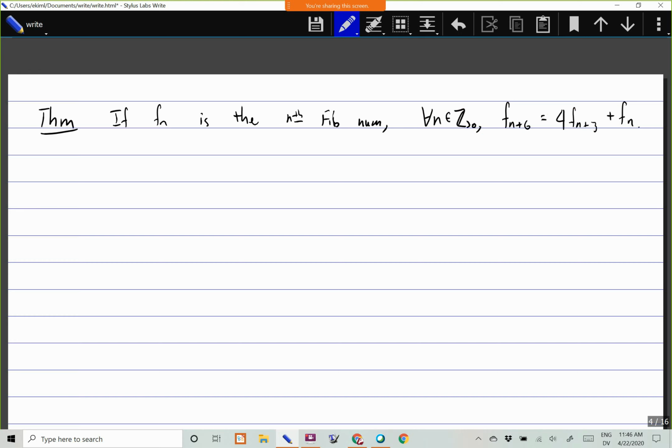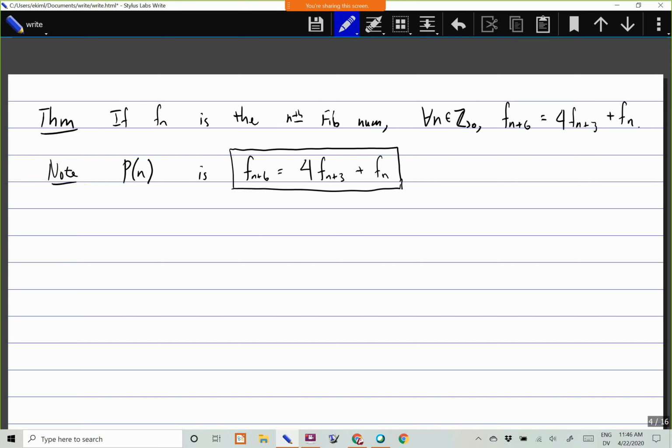So this is quite a statement here, and I'll just note that our predicate P of n is f sub n plus 6 equals 4 times f sub n plus 3 plus f sub n. So this is kind of funky. It almost seems unbelievable that this is actually true. Somehow you take one Fibonacci number, then jump 3 spots away, take that number, but first multiply by 4, you add the results, and that ends up being the number 3 more spots away. There's all kinds of funky things going on here. So to prove this, we're going to apply strong induction.